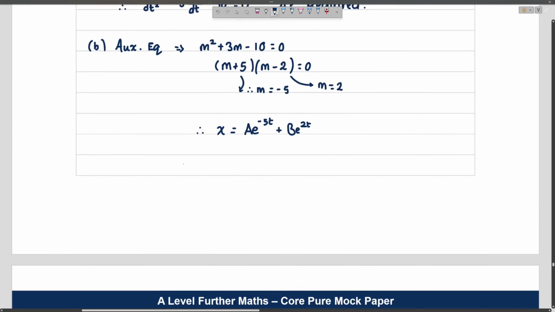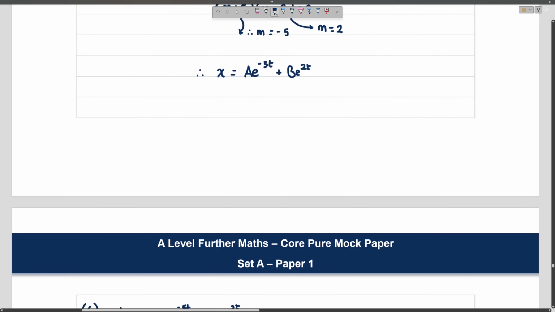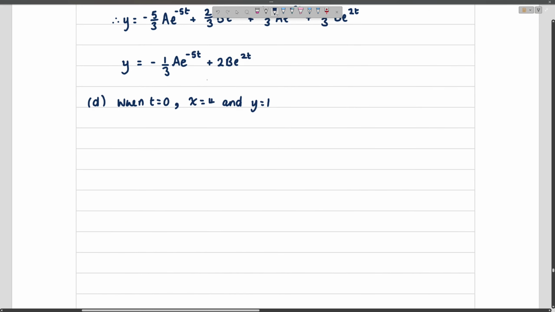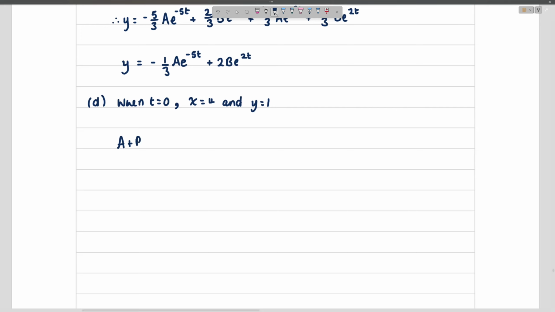So x here is equal to Ae^(-5t) plus Be^(2t). So when t equals 0 here, I get A times 1, which is just A, plus B times 1, which is just B. So A plus B is equal to 4.